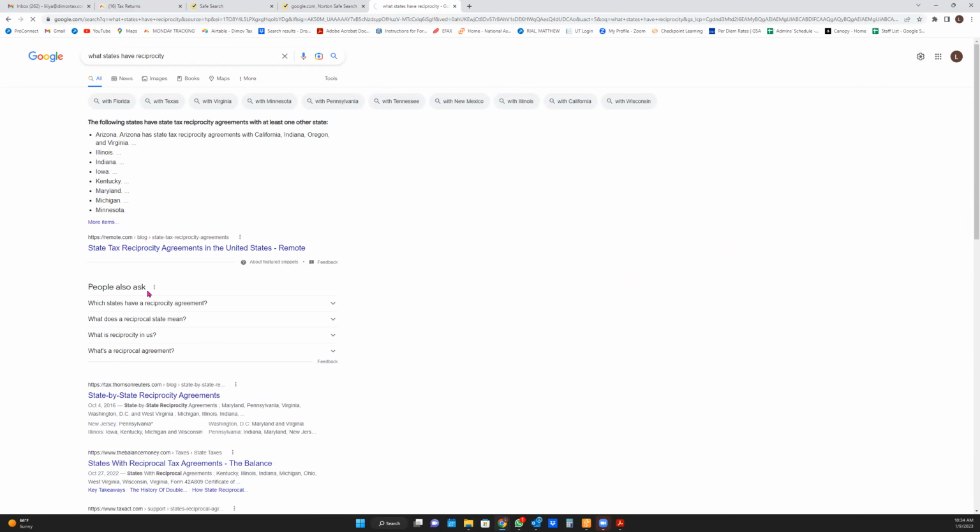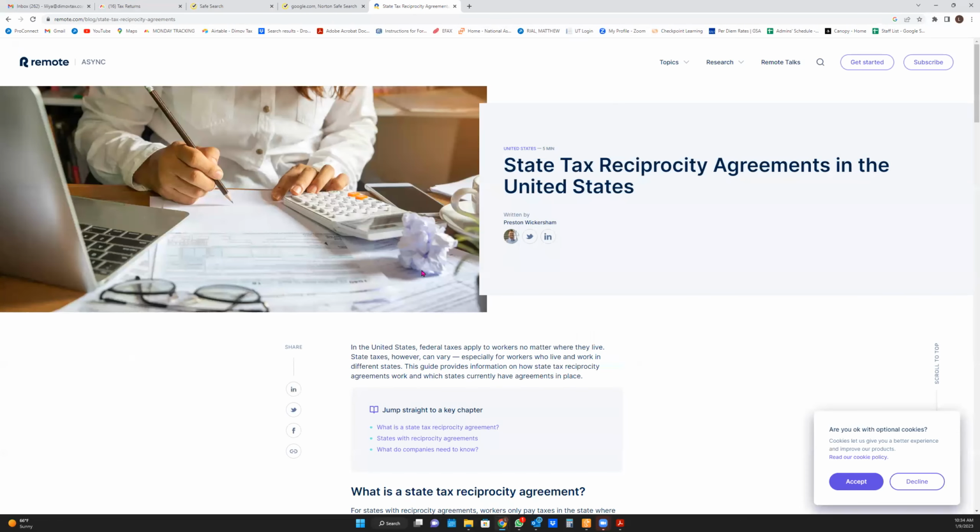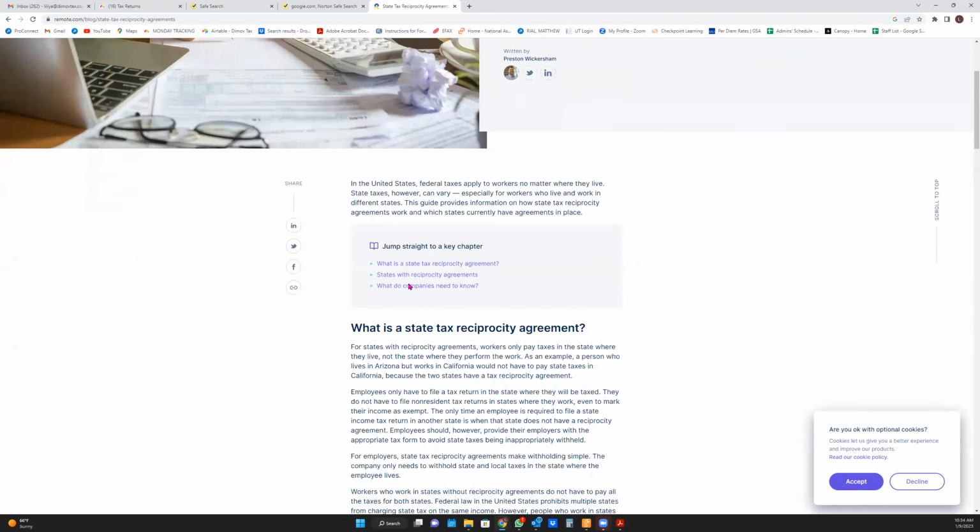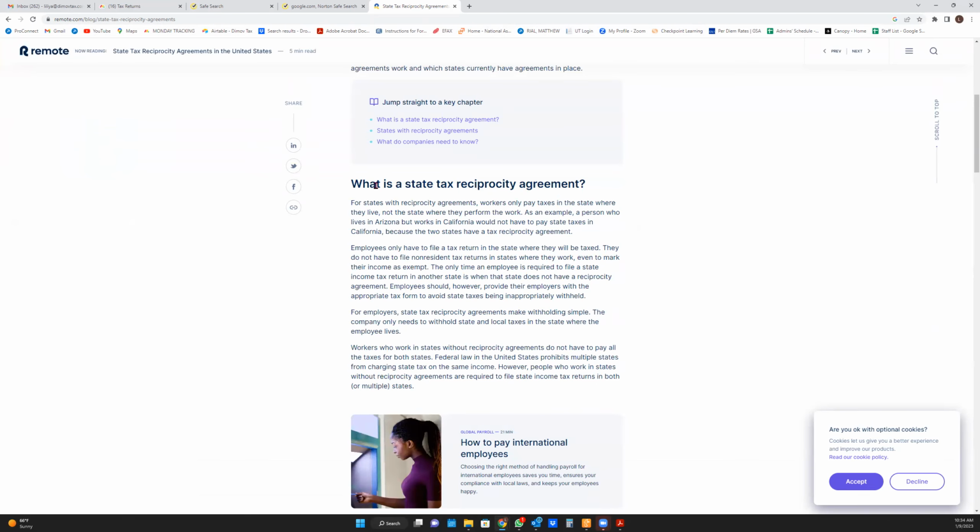So very, very easy. There are so many resources that you can find, and some of these articles will even explain it. They just reiterate what it is. It eliminates the need for the person to file taxes in two states, because by logic you would pay taxes in the state that you work in.